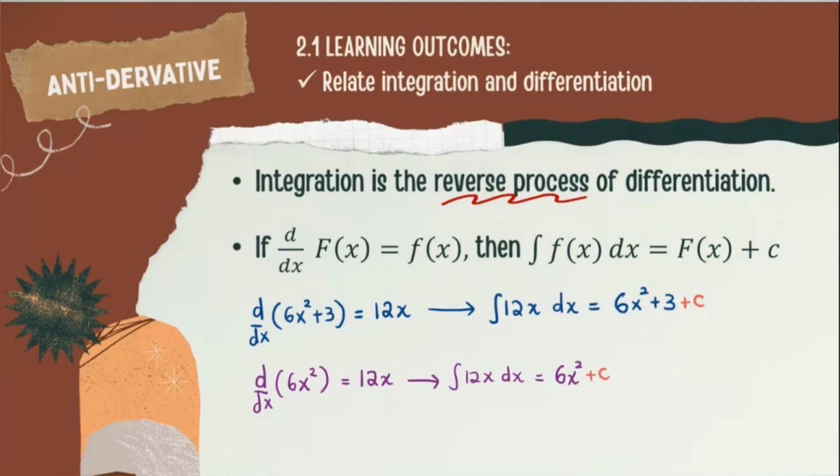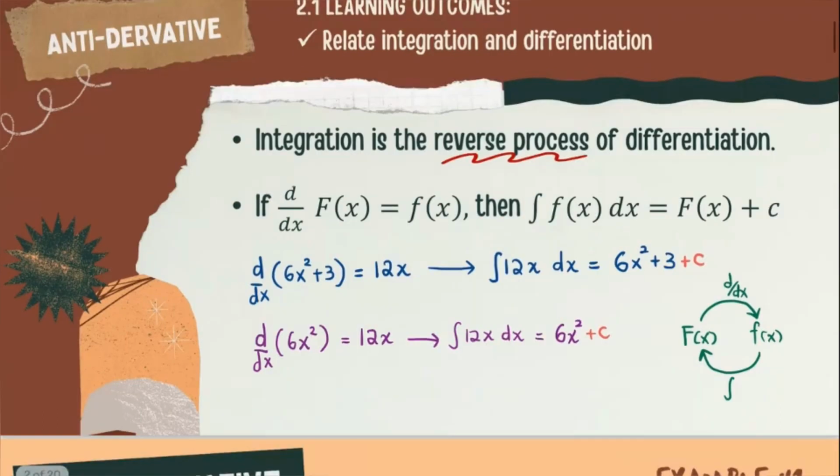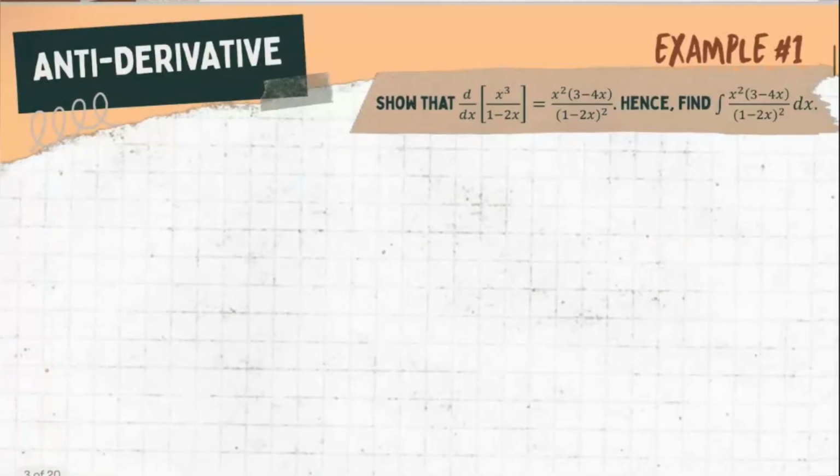So tadi, capital F(x) dan juga small letter f(x). Proses capital F kepada small letter f adalah proses differentiation. So integration adalah opposite dia. Jadi kalau kita integrate small f, kita akan dapat capital F. So this is the relation lah. Now let's look at the first example. Antiderivative.